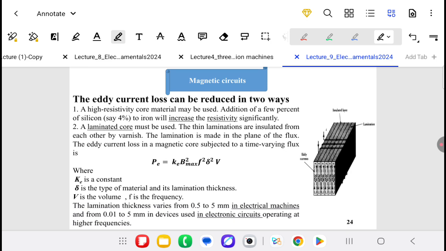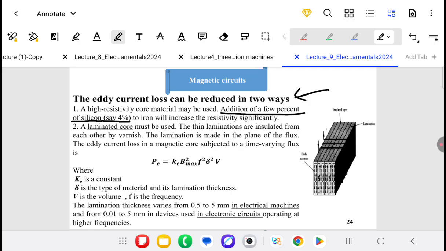How to overcome these shortcomings of eddy current? The eddy current can be reduced in two ways. The first way is that a higher resistivity core material may be used, by the addition of a few percent of silicon to the alloys of ferromagnetic material or iron, which increases the resistivity of the material significantly. This raises the resistivity of the material and reduces the eddy current.